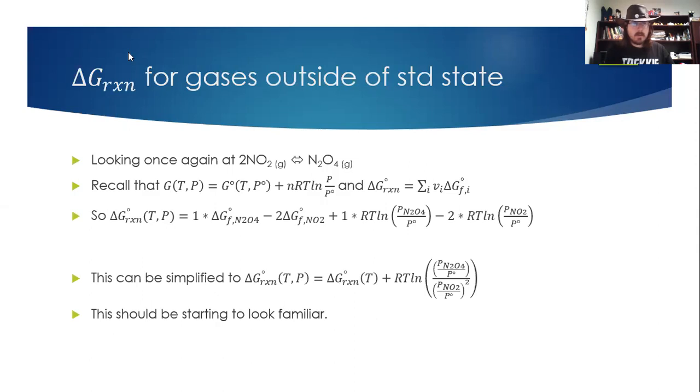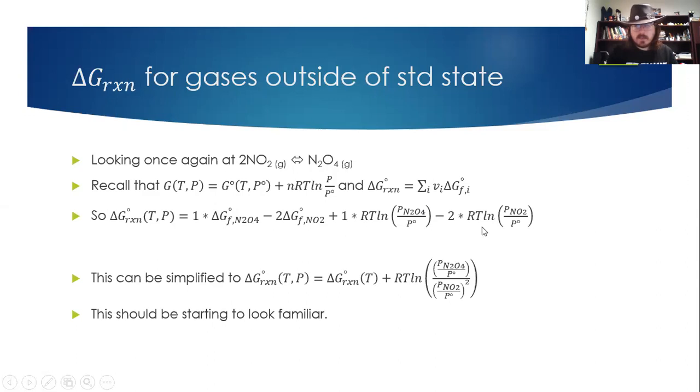Now, what about delta G of reactions for gases outside their standard state? So let's look at this again. So it's no longer at 1 atmosphere. We're looking at how the pressure changes, so we have to add in the effect of the pressures. For delta G reaction, we have to look at the change in these. Now that we're allowing pressure to change, we still have that negative 2.8. Looking at this, that's 1 atmosphere of that and 2 atmospheres of that. So we're adding RT times the pressure of N2O4 minus the pressure of NO2.